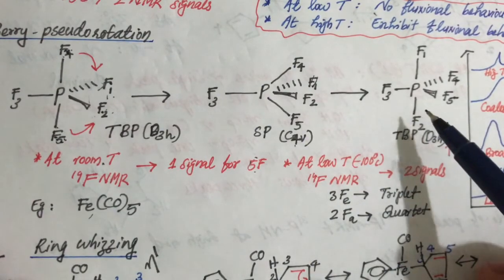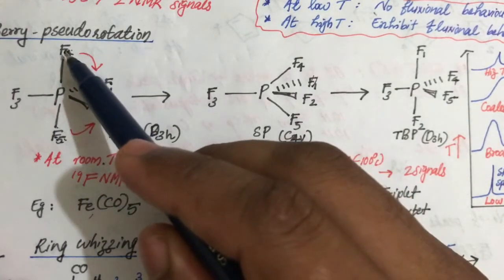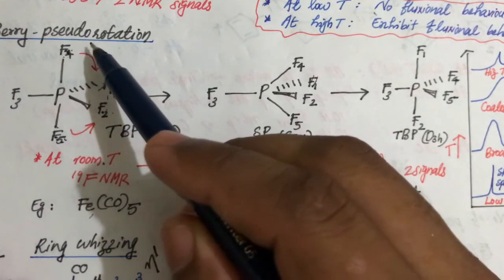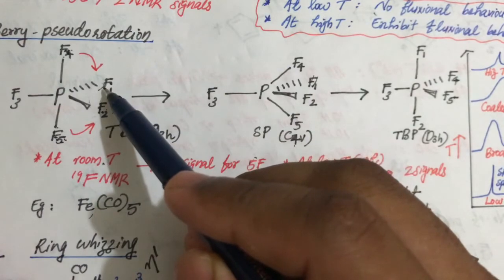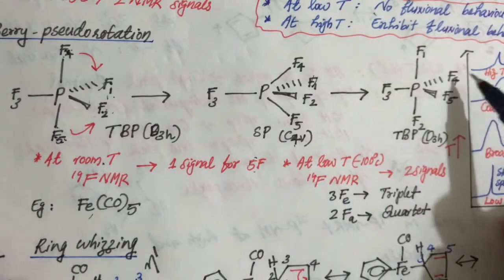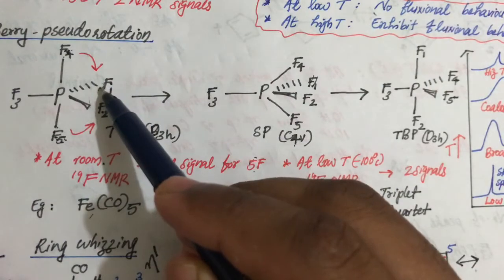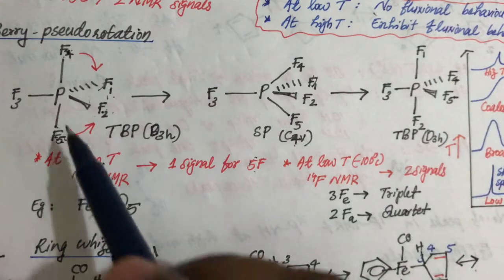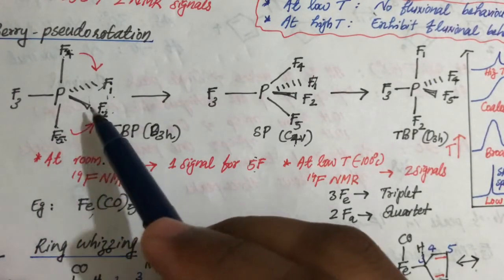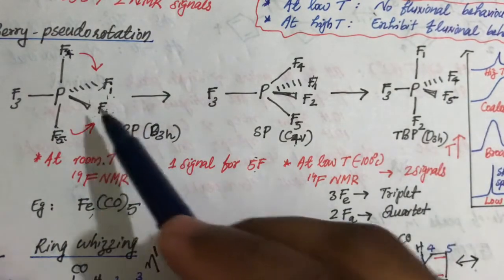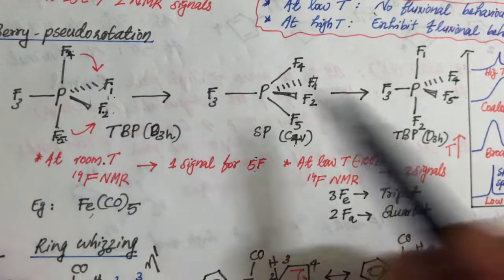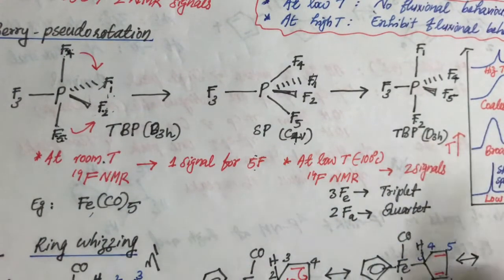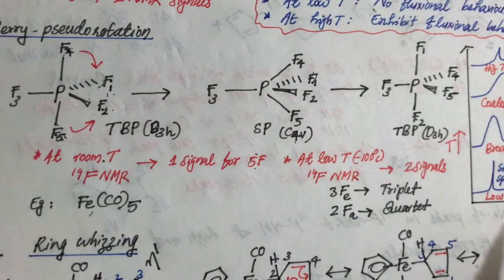In effect, what happened is that axial F4 becomes equatorial F4, and the equatorial F1 becomes axial F1. Here also axial F5 becomes equatorial F5, and equatorial F2 becomes axial F2. So this kind of rapid exchange is known as Berry pseudorotation. This is a well-known fluxional behavior.